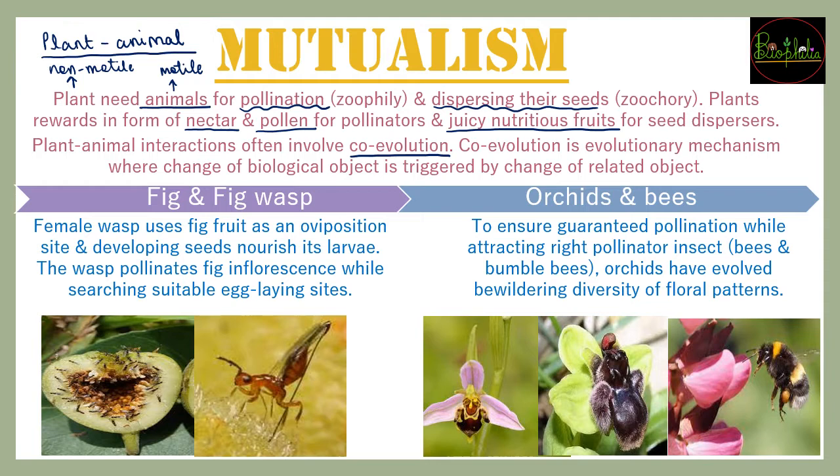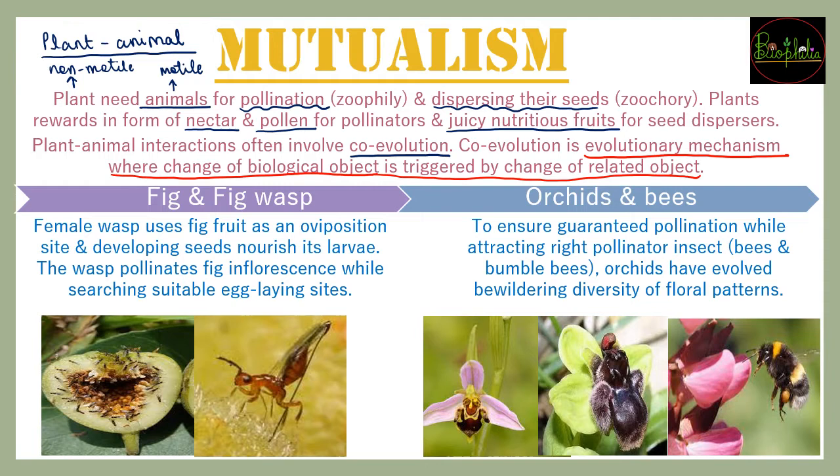So whenever there is co-evolution, you need to understand the definition, which says that it is an evolutionary mechanism wherein the change of a biological object triggers a change in the related object. So if there is a change in the plant, the insect will change. If the insect or the pollinator changes, then the plant needs to change and evolve, and that is called co-evolution.